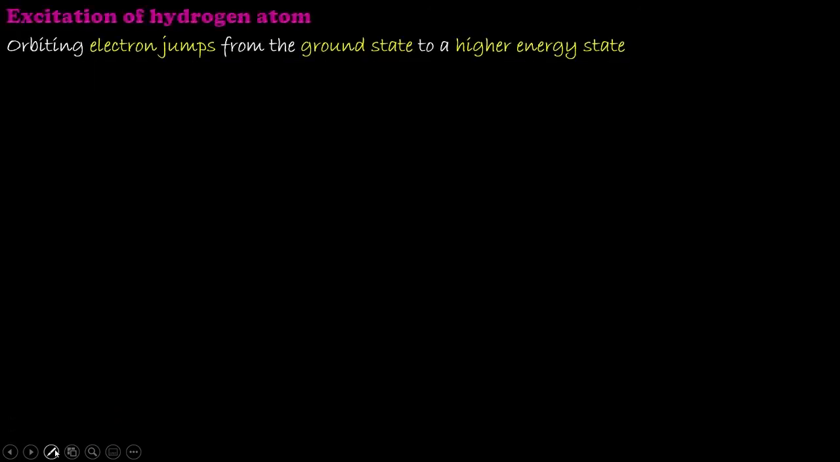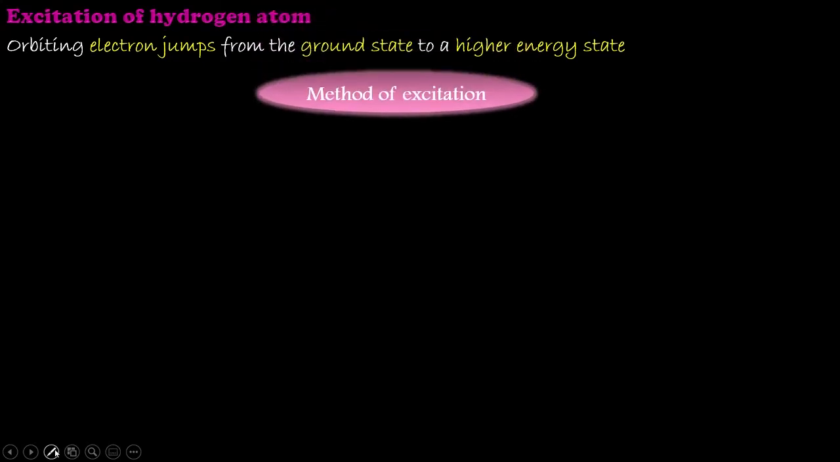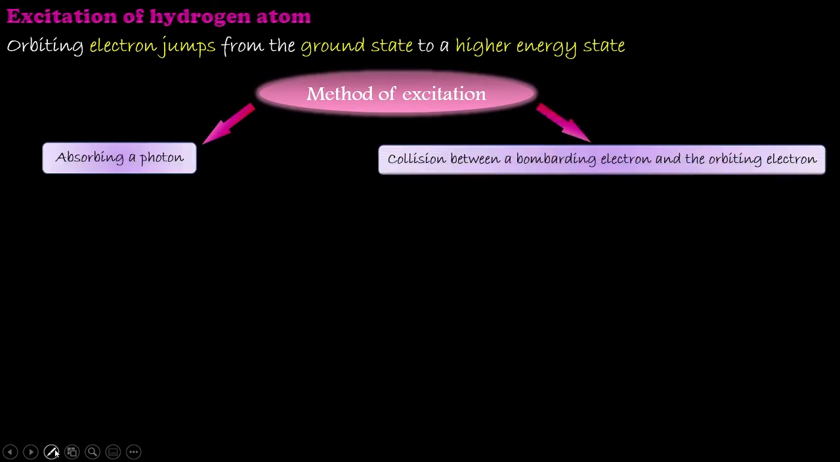So how does this excitation of hydrogen atom happen? There are two methods of excitation. The first one is by absorbing a photon, and the second one is the collision between a bombarding electron and the orbiting electron. So we talk about the first one first. Absorbing a photon is what Bohr's second postulate states.